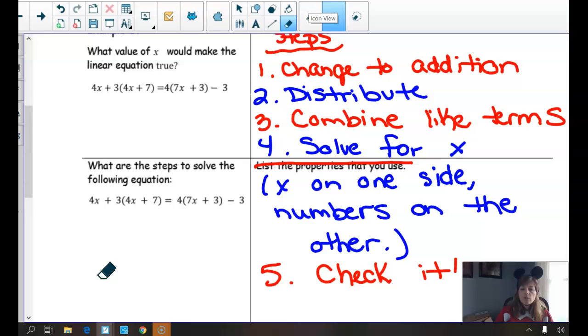Number 4, solve for x. You want x on one side, the numbers on the other. Remember that's what we were working on last week with those x on both sides of the equations. And then last one, check it. That will help you a lot. That'll definitely catch some silly mistakes that you make. All right, so again, change to addition, distribute, combine like terms. Those are the 3 major ones. And then you know to solve for x, and hopefully you'll check it. Now, do you have an acronym?